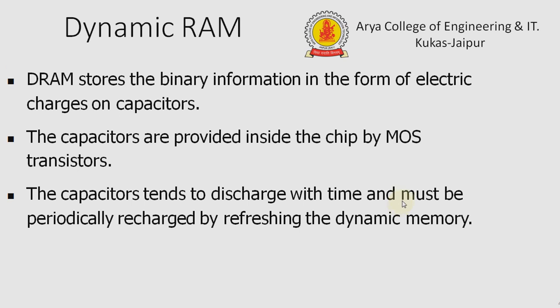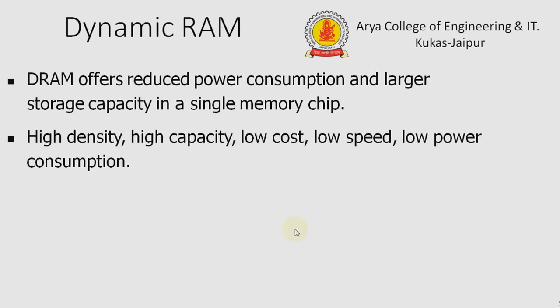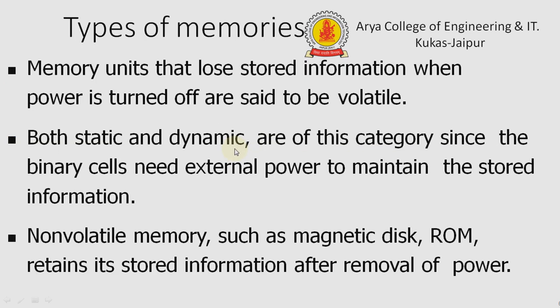A memory cell is an electronic circuit which stores a binary bit 0 or 1. DRAM consumes less power and it is cheaper than static RAM. In DRAM the capacitor tends to discharge with time and must be periodically recharged by refreshing the dynamic memory. DRAM offers reduced power consumption and large storage capacity in a single memory chip. It has high density, high capacity, low cost, low speed, and low power consumption.